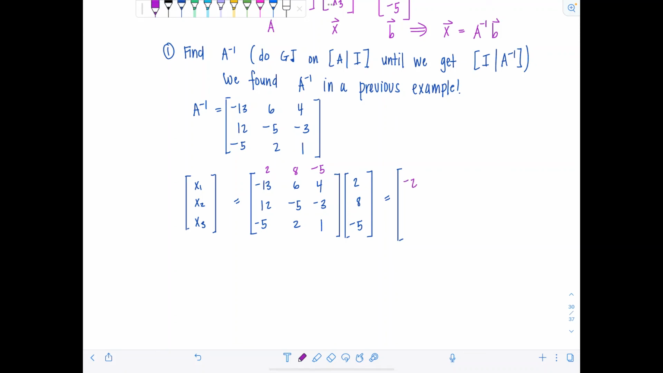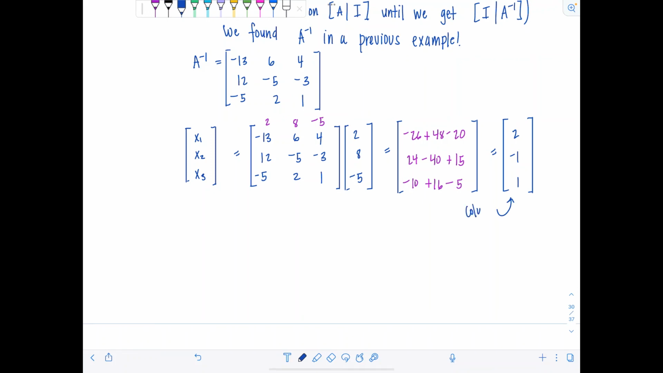This is going to give us negative 26 plus 48 minus 20. 24 minus 40 plus 15. Negative 10 plus 16 minus 5. Okay. And then the result is our solution. How exciting. This is going to be 2, negative 1, 1. So the solution here right now is written as a column vector. You could also write it as an ordered triple or a row vector. So if you wanted x1, x2, x3 like this, then you would write it out as 2, negative 1, 1. And then now it's basically a row vector.